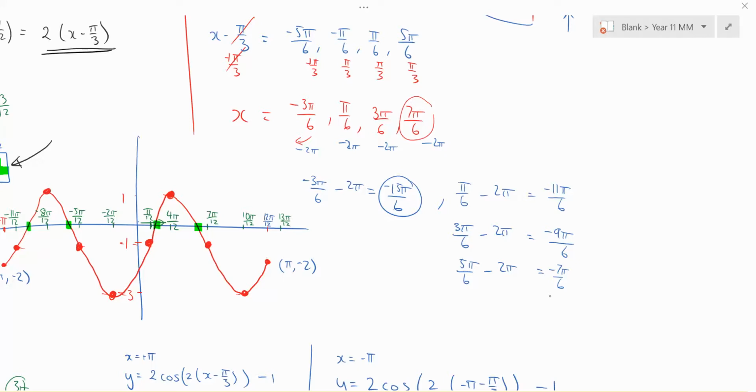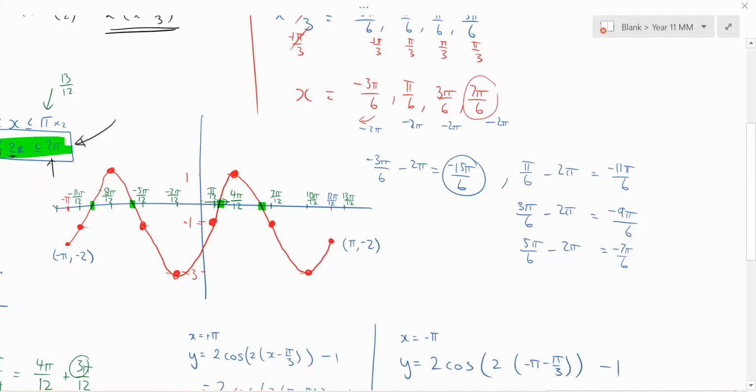So that means there must be one more in between. Oh, because remember, we're meant to have 4 solutions here. There's meant to be 2 in the negative region. We've got the pi on 6 here. That was our answer. We've got the next one, which was 3 pi on 6. We've got the negative 3 pi on 6, but we're missing one of the solutions.